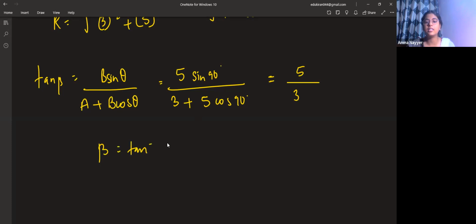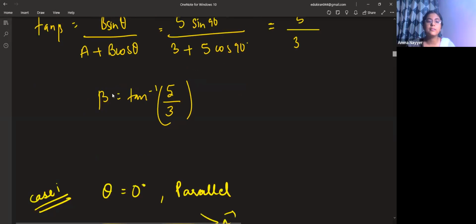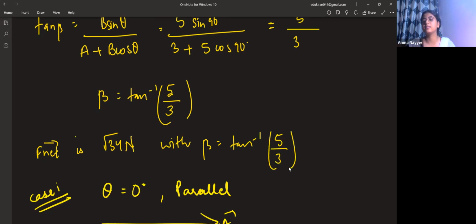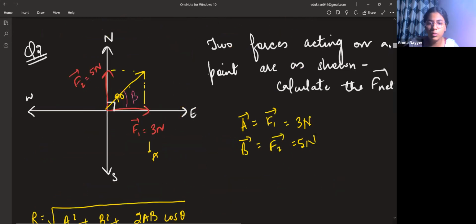So what is the value of beta? This is tan inverse 5 by 3. So what is my complete answer? This is not my complete answer. Net force was asked, no? So net force is root 34 Newton with beta as tan inverse 5 by 3. This is my final answer to this question. All the steps contain certain marks. Note it down.